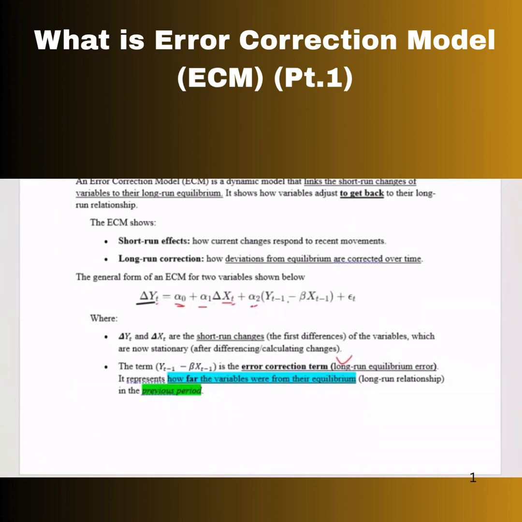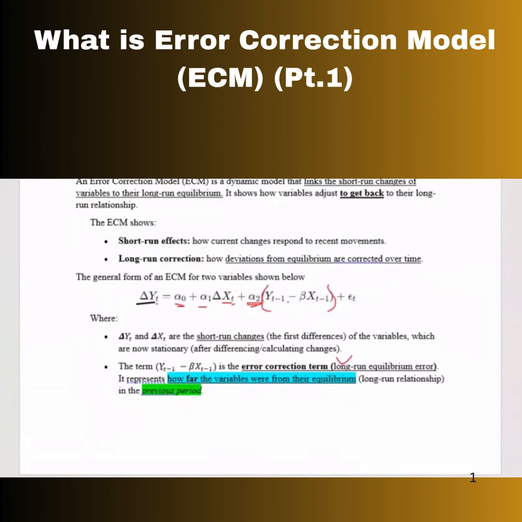Then we have this alpha 2. Then we have, in brackets, y t minus 1. That is the previous period's y. If it is the stock prices in 2024, then x t minus 1 is the dividends in 2024. So this term here is very important. This term here is very important.